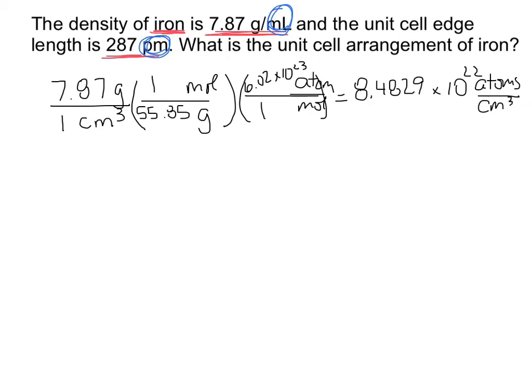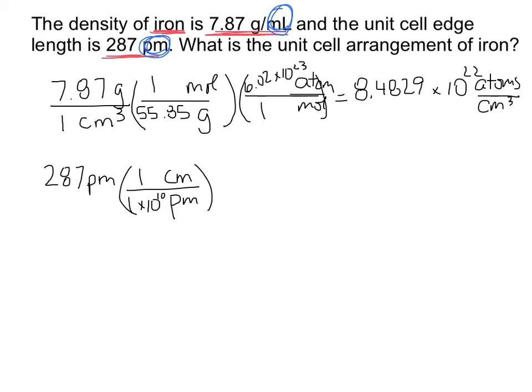And so what I'm going to do next is take my other piece of given information, my 287 picometers, for my length of this side, and I'm going to work my way to a volume in centimeters cubed. So my picometers to centimeter conversion, if you don't know that one, it's 1 times 10 to the 10th picometers in 1 centimeter.